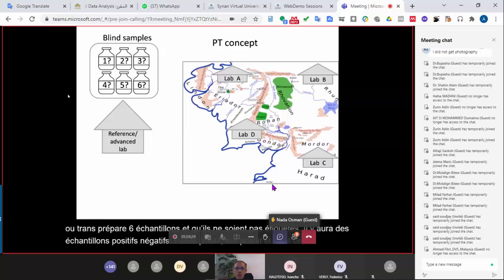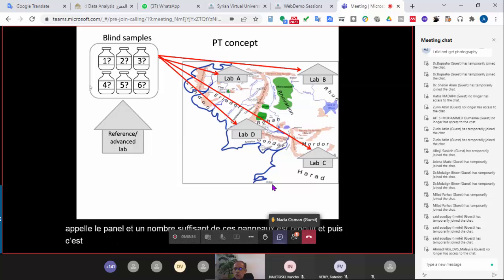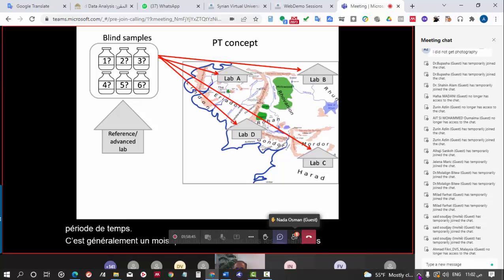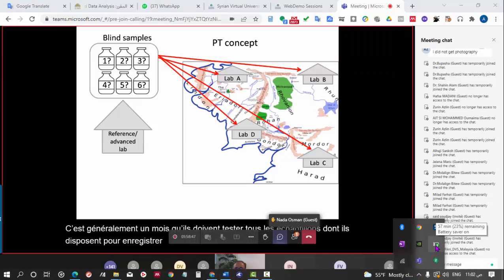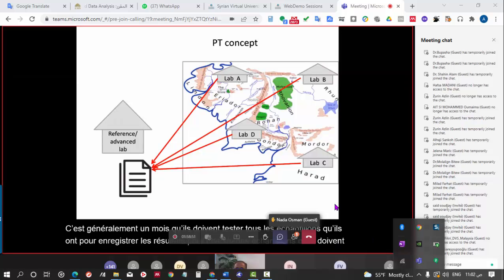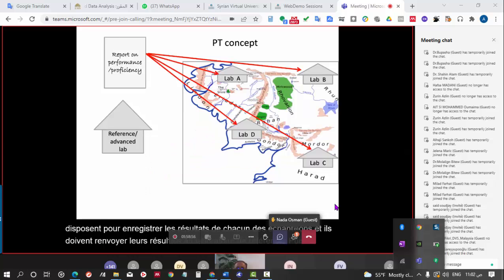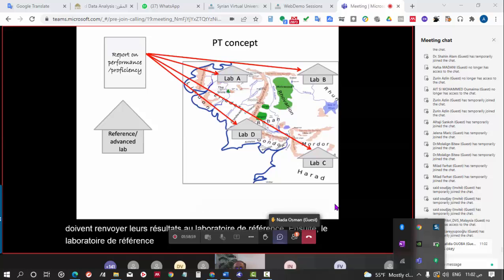And enough number of these panels is produced, and then it is sent to regional or national laboratories, and they have a certain period of time. It's usually 1 month. They have to test all the samples. They have to record results for each of the samples, and they have to send back their results to the reference laboratory. Then the reference laboratory will prepare a report on performance or proficiency. That's why we call it proficiency testing, to the laboratories, so they will see how good they are in their performance or their proficiency.